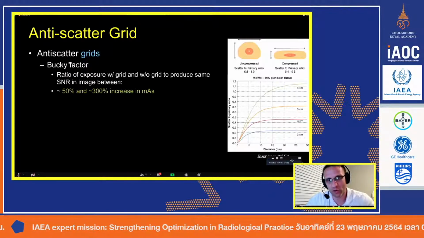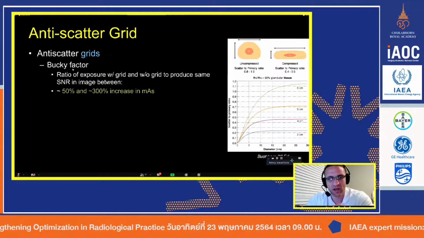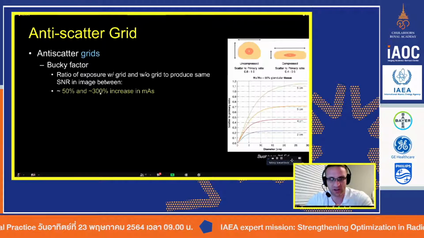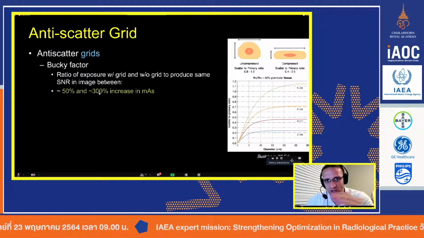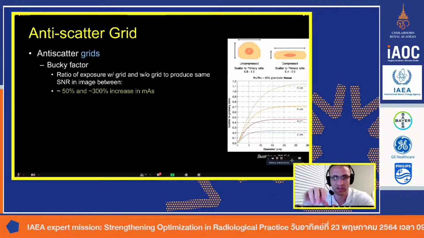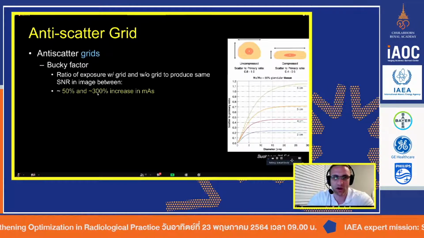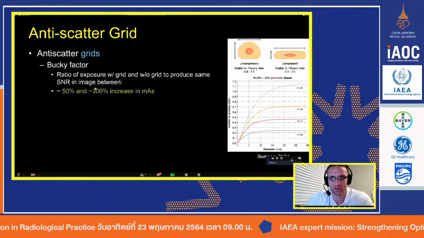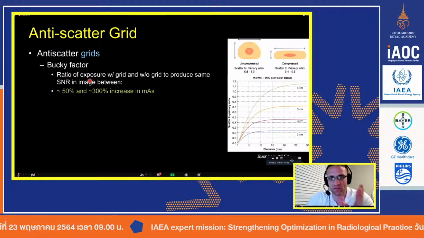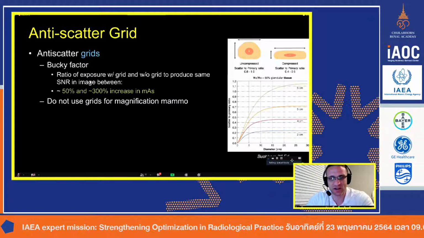Well, when we put the grid in, it has a Bucky factor. We talked about this when we talked about DR and CR. And that Bucky factor for mammography is about a 50 to 300% increase in mAs. So you slide the grid in, and if you're imaging anything from a relatively thin breast to a thicker breast, you will see the dose or the mAs go up by 50% all the way up to potentially 300%. That's just part of the process because the grid itself will absorb a lot of the photons, so you just need more photons to get to the detector.